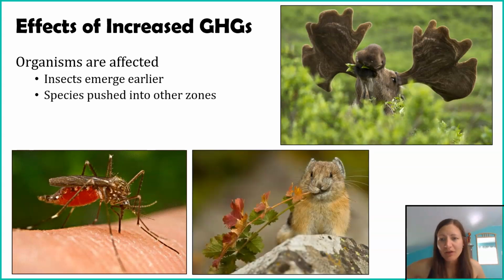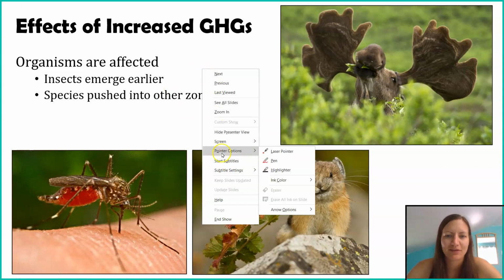Finally, I'm going to use this cute little guy as an example. This is the American Pika. This animal is actually the inspiration for the name Pikachu. Fun fact for you. So what's happening with the American Pika is it's getting pushed out of its habitat. And so that's what this bullet point is, species being pushed into other zones. I'm going to do a very brief sketch.